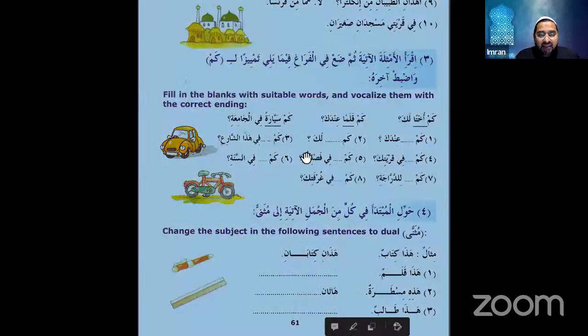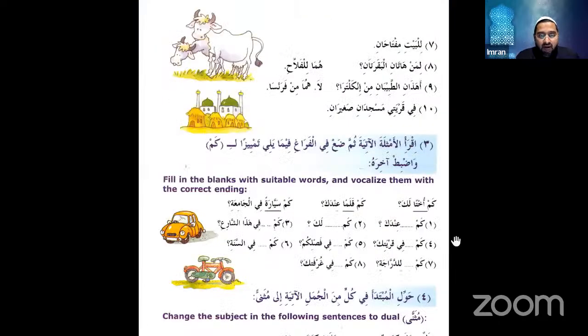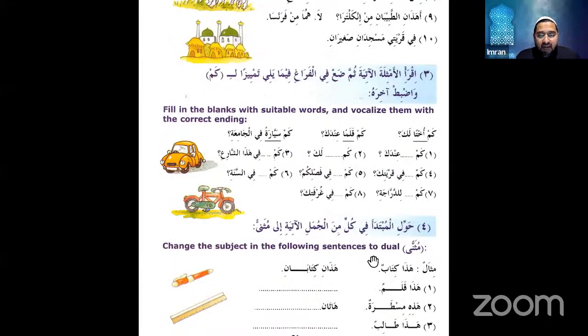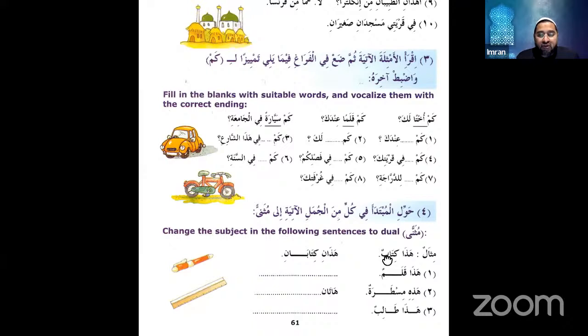Change the subject in the following sentences to dual. The subject means the word hadha. For example, hadha kitabun, this is a book, will become hadhani kitabani. So the dual of hadha becomes hadhani kitabani. These are 2 books. Next one.